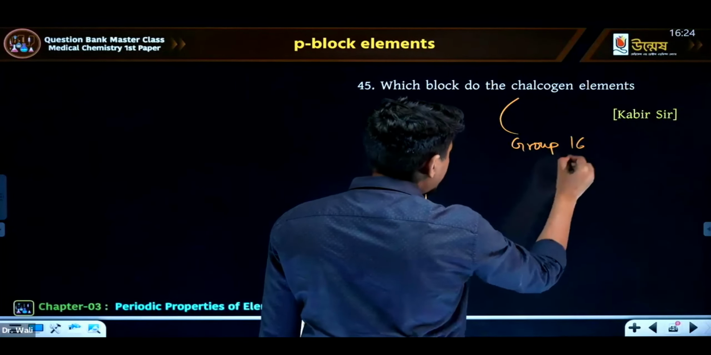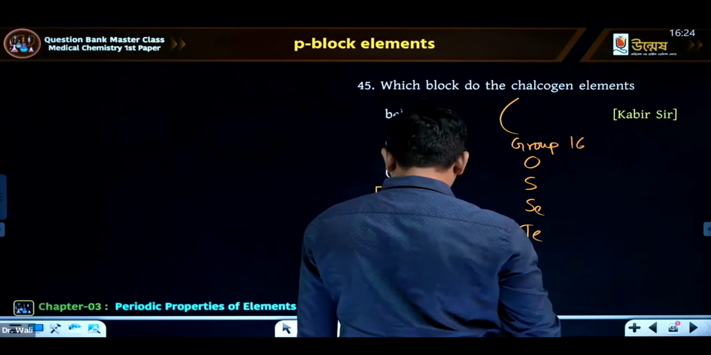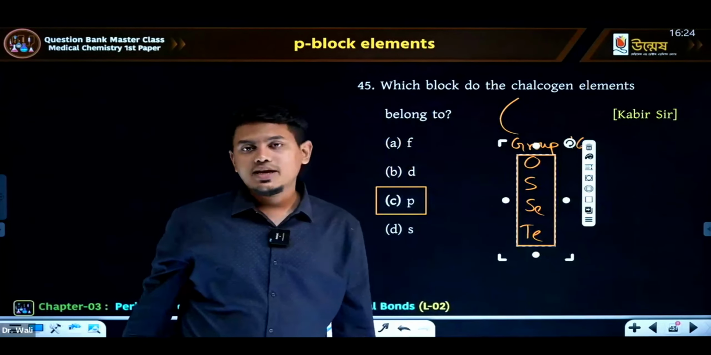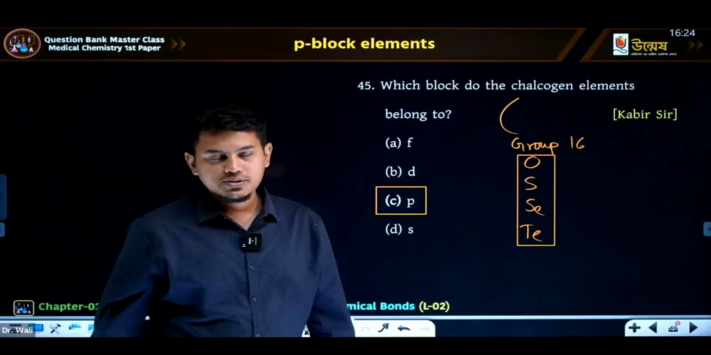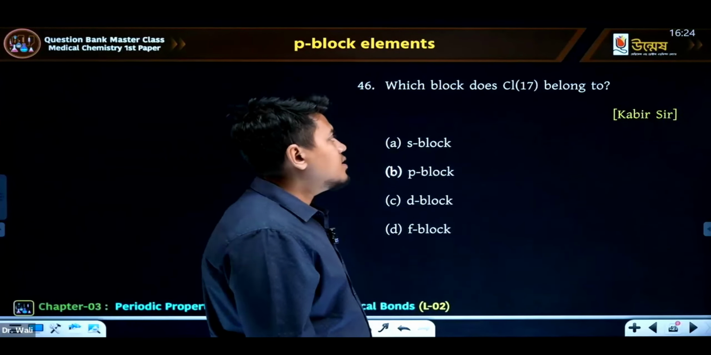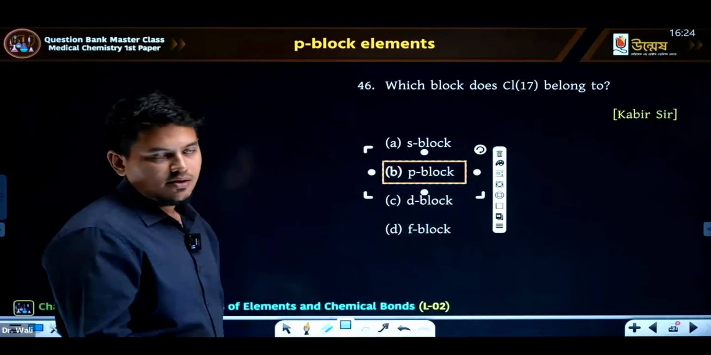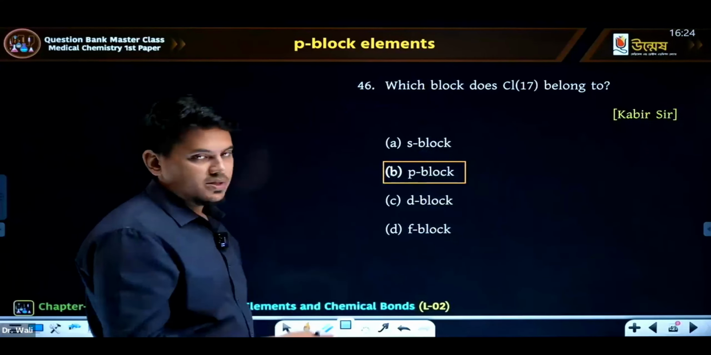Group 16. Actually, not the whole group 16. The first 4 members of group 16 are named chalcogens since they, or their compounds, are found in ores. Which block does chlorine belong to? Very easy question. Chlorine belongs to the 17th group, which is the group of halogens, and it lies within the p block.